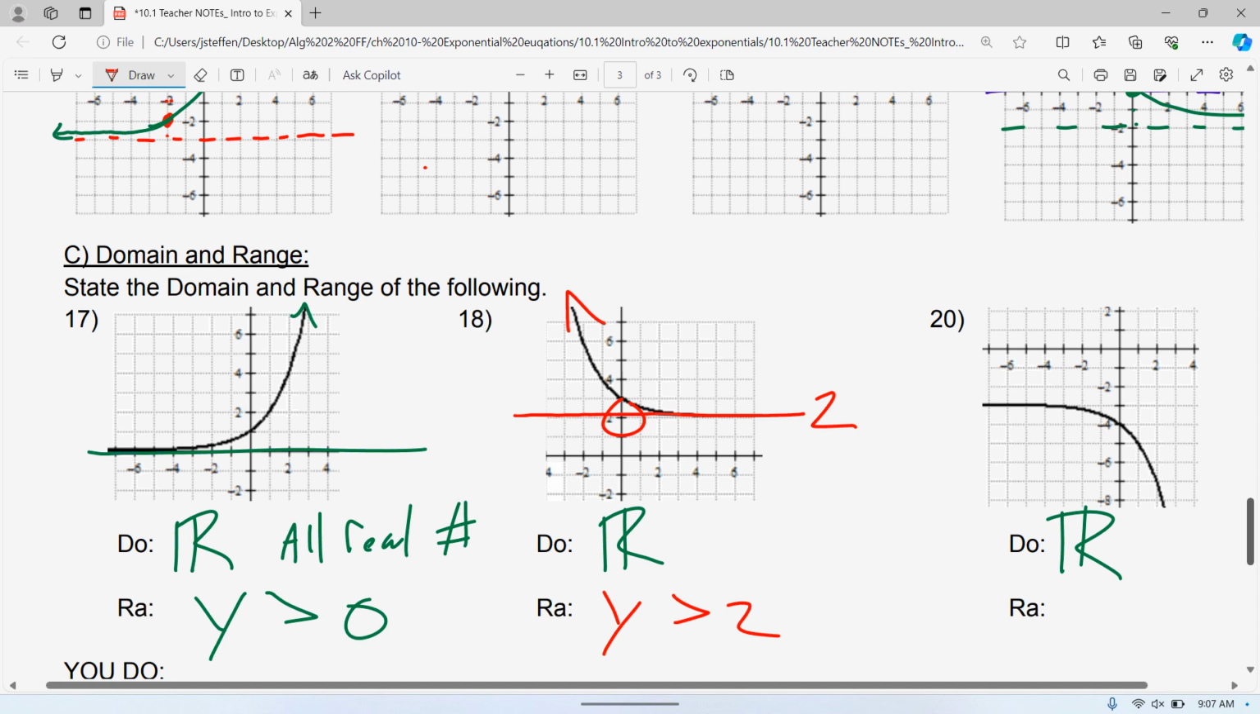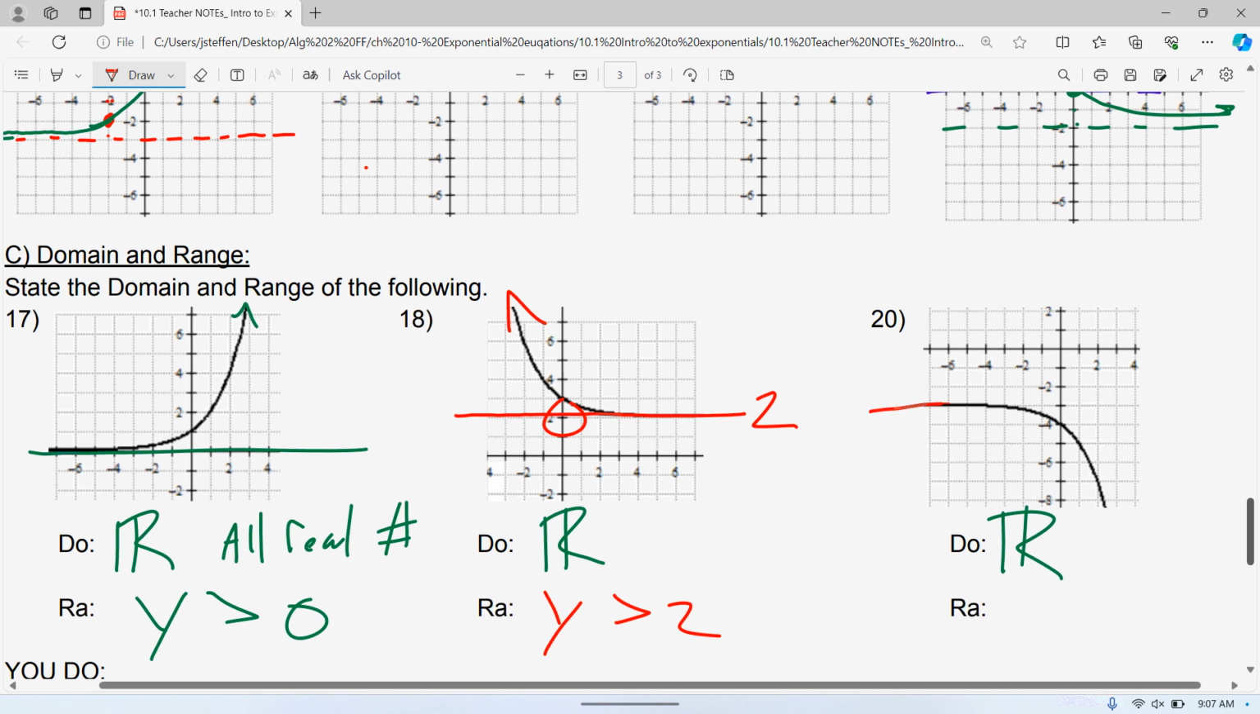Now, this is where that changes a little bit. This one, your asymptote is still right here, so that's at -3. So it's y, and it is -3, but now it's everything below that line, so y is less than -3.